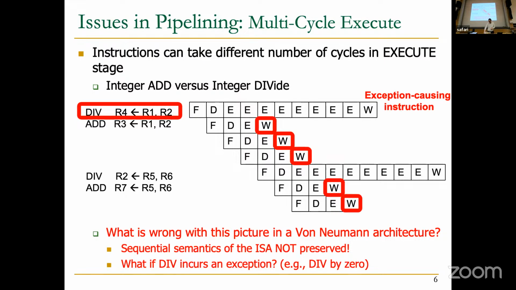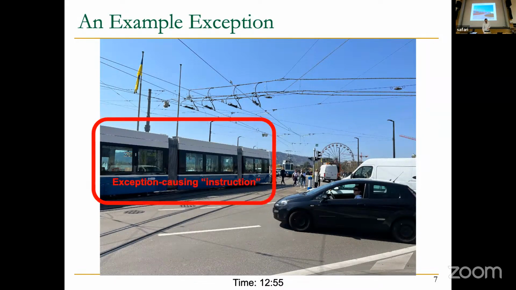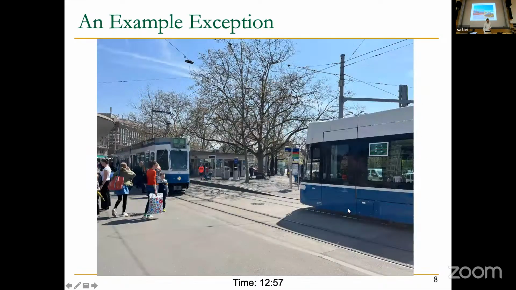Mohammed, I think, showed you pictures of the analogy that I used last year when I was actually teaching this course. Basically, I see this tram as an exception-causing instruction that's had some failure. And then there's another tram that's delayed because this exception needs to be handled for this tram to continue. And this second tram may have nothing to do with the first tram, right? And then there are other cars that are delayed because of this exception-causing instruction.